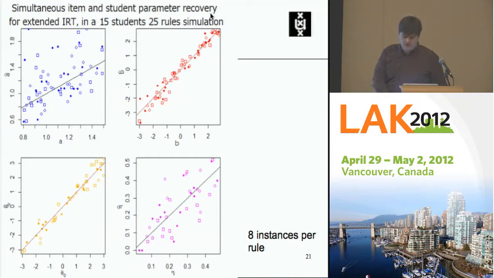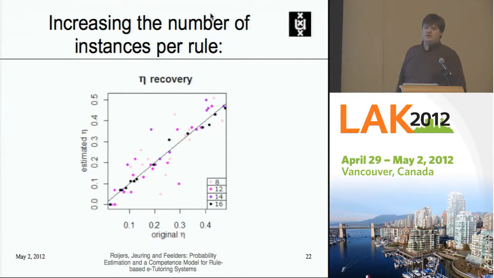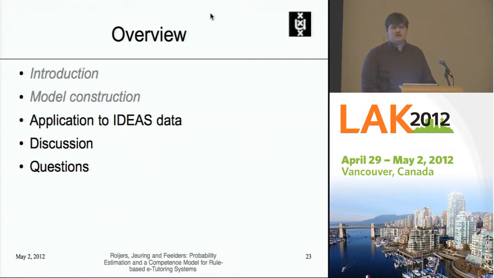So if we increase the number of instances per rule, which sadly we didn't have, we see that at least the learning rate gets way closer to the one-on-one line in recovery experiments. You see there the lightest points are 8 instances per rule, then 12, and as it gets black, you get 16 instances per rule. And once we get to 16, you see that all the points are nicely aligned again. So that is what we got from our lab tests.